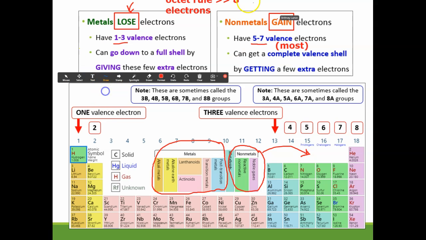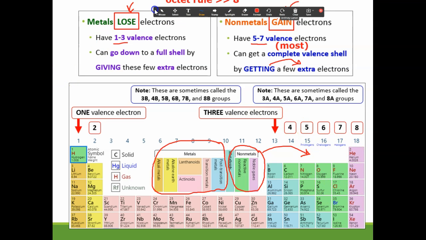And so when bonding, nonmetals will absolutely gain electrons. They're going to go ahead and try to take electrons because, again, they're really close to having a complete valence shell. So just by getting a few extra, now they're happy and awesome. All right, so all these nonmetals over here on the right are generally going to want to gain electrons.